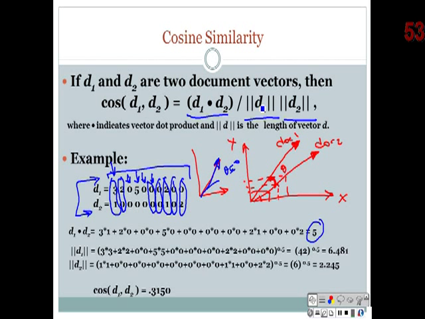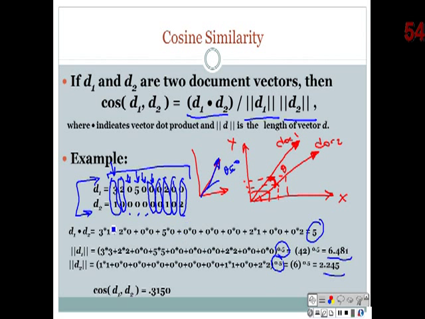Now to calculate the length of D1, you multiply each attribute by itself: 3 by 3 plus 2 by 2, 0 by 0, to the end. The same for the second document: 1 by 1 plus 0 by 0, 0 by 0, until 2 by 2, as you can see here. And you take the square root of this one and the square root of the previous one, and you end up with those two values.